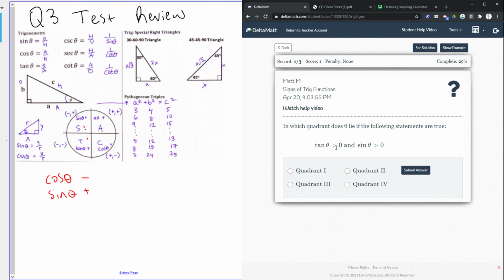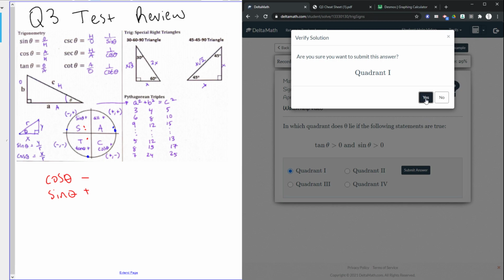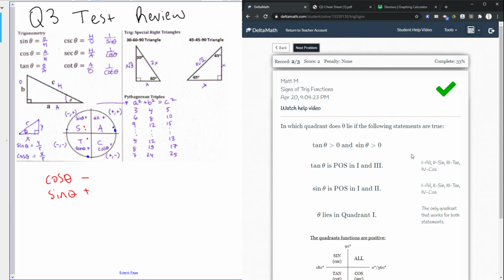Okay, so we need tangent greater than 0, so tangent positive. So where's tangent positive? Tangent is going to be positive in quadrant 3, quadrant 1. And sine is greater than 0. Sine is positive in quadrant 1 and quadrant 2. So it must be quadrant 1. Excellent.